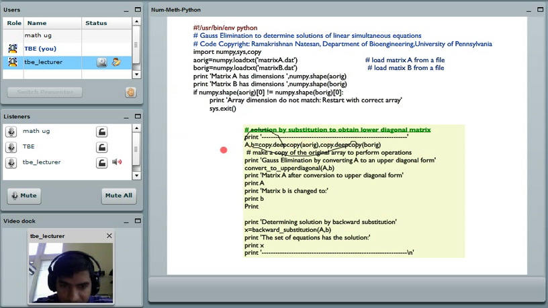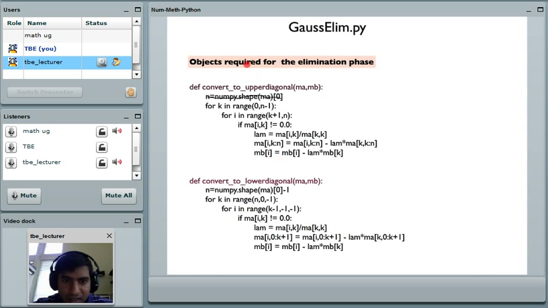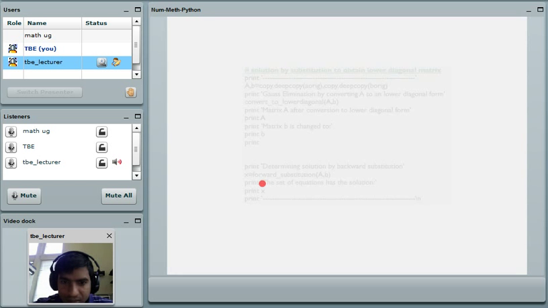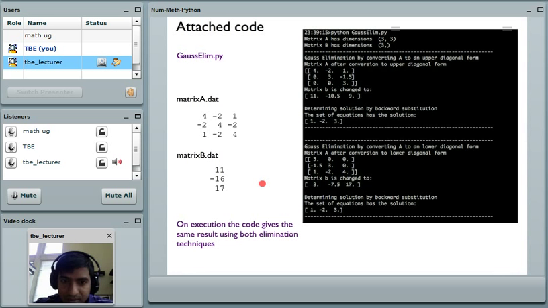So I have the array copied, and once I have the array copied, I'm going to call this object, which is convert to upper diagonal. Once I convert to upper diagonal, I'm passing the variables A and B. Now, since it's changing everything, after the conversion you will find that matrix A has a different form. So let me go and show you the results when I run this code.